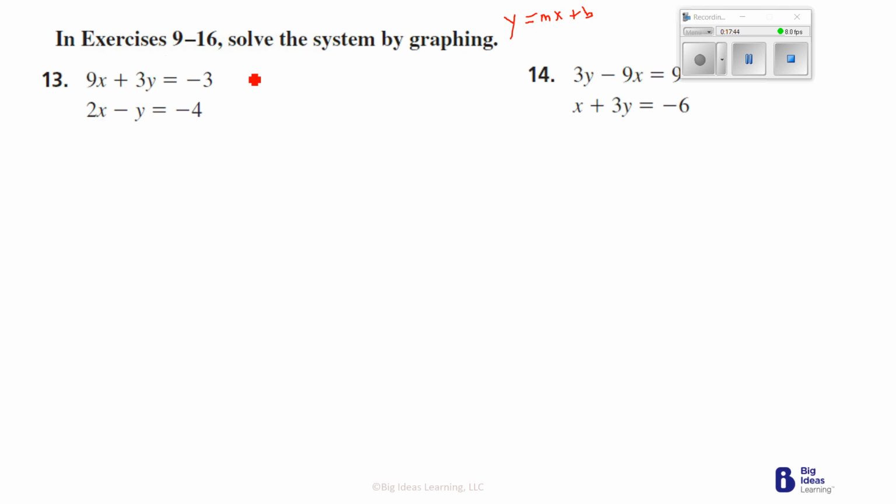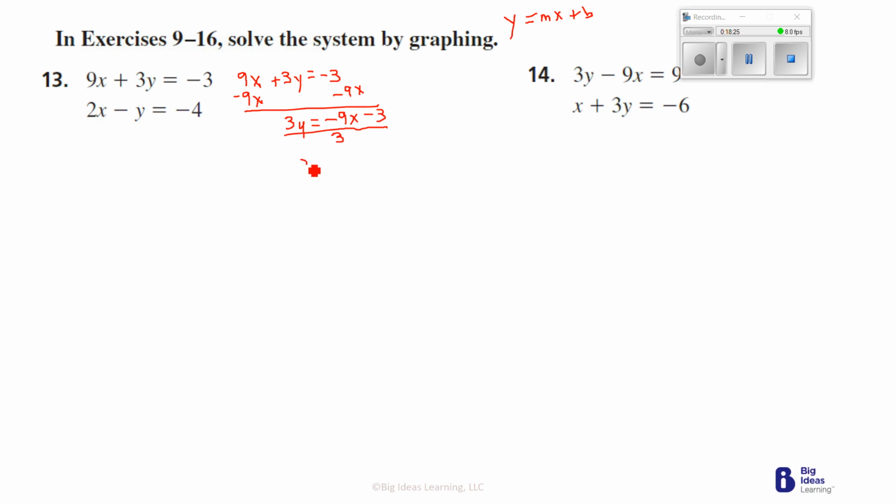Over here I see that I've got 9x plus 3y equals -3, excuse me. I'm going to have to go ahead and bring x over here, which means I'll minus 9x from both sides. That's going to give me 3y is equal to -9x minus 3. Now I'm going to have to get rid of this 3. I'm going to divide everything by 3.